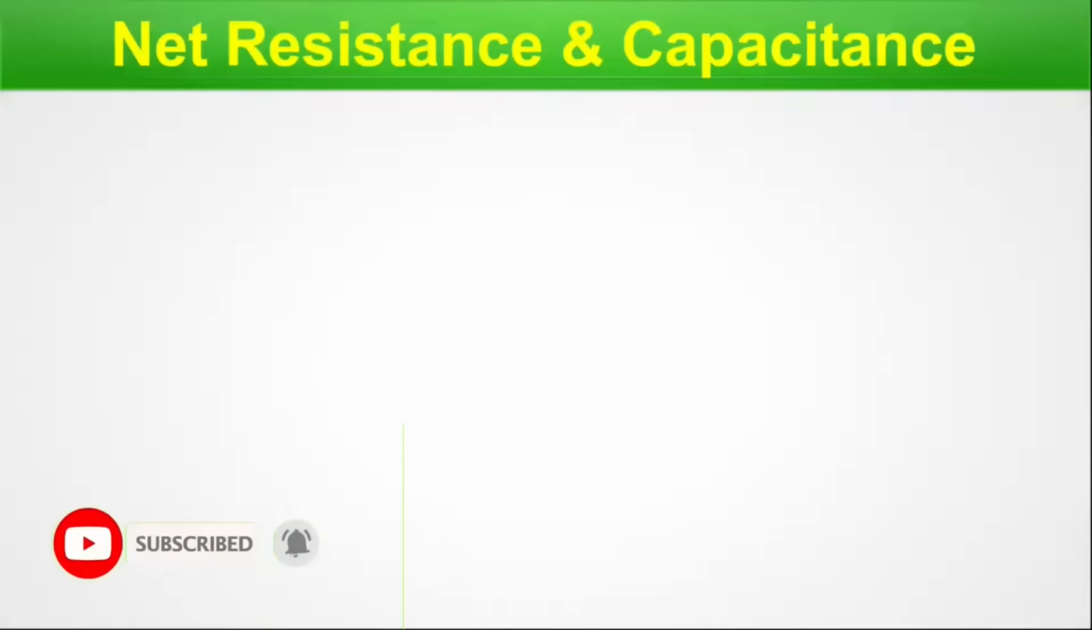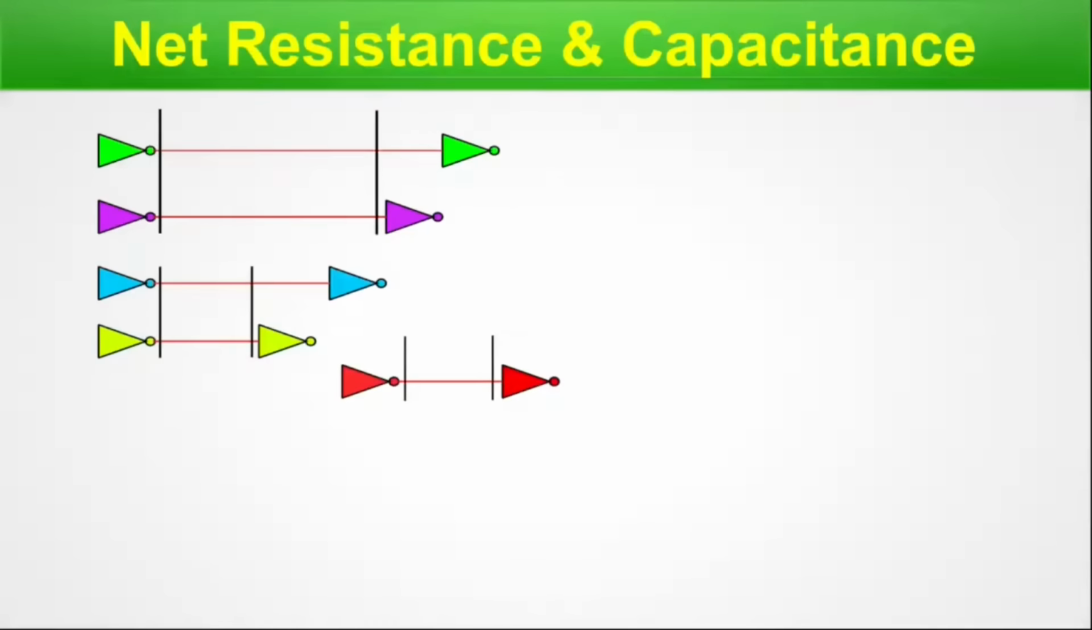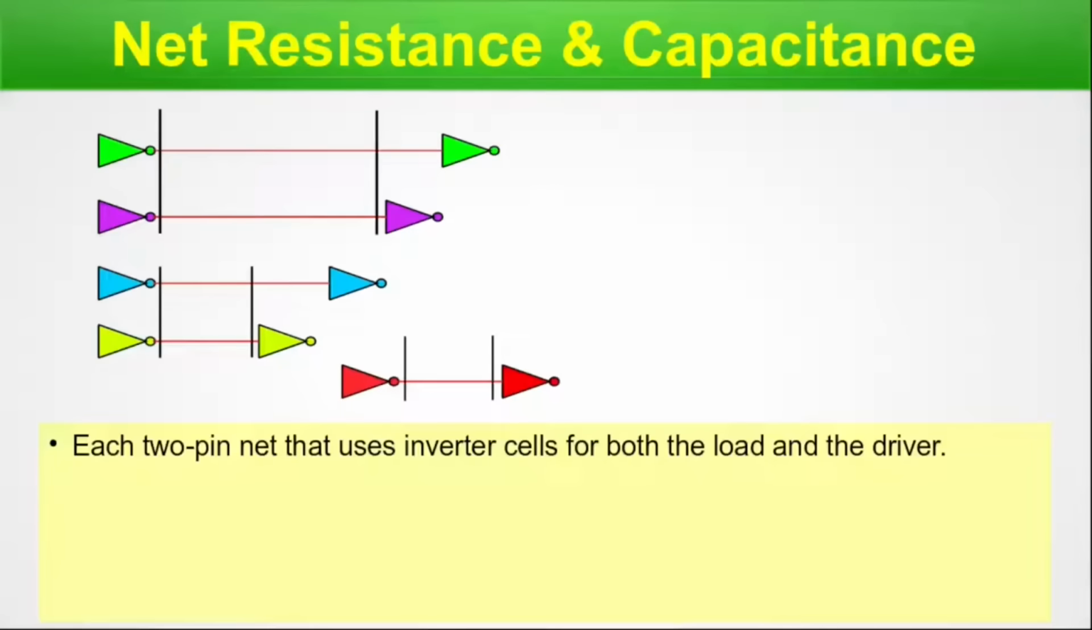Net resistance and capacitance. So here in this slide, I'll briefly show you the basics of the resistance and capacitance, that is the parasitic resistance and capacitance associated with the nets. I'll take the help of some infographics here and text combined. So here you can see that multiple nets are there, and the thing common is that they have similar structure but various lengths. Each 2-pin net uses an inverter cell for both load and driver. So here the red line in between the two inverters is the net.